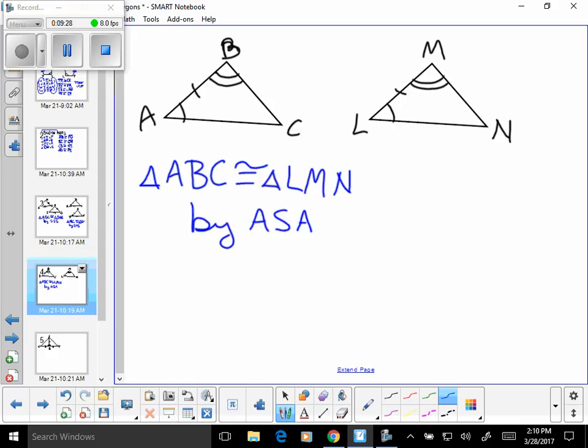Well, those are the only 3 I have to prove triangles are congruent. 3 sets of tick marks, side, side, side. 2 sets of tick marks and an arc, side, angle, side. 2 sets of arcs, 1 set of tick marks, angle, side, angle. That's it. I don't have anything else.